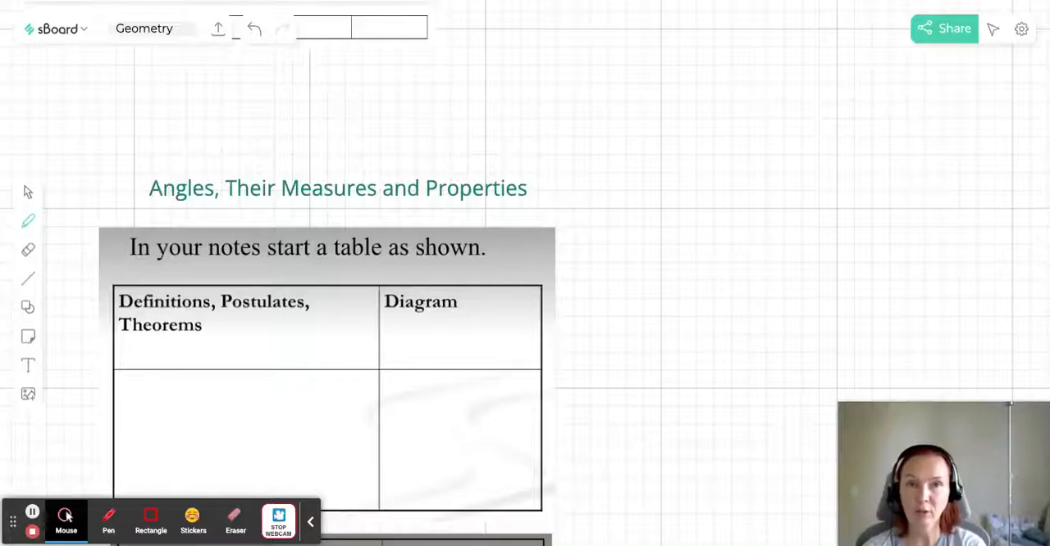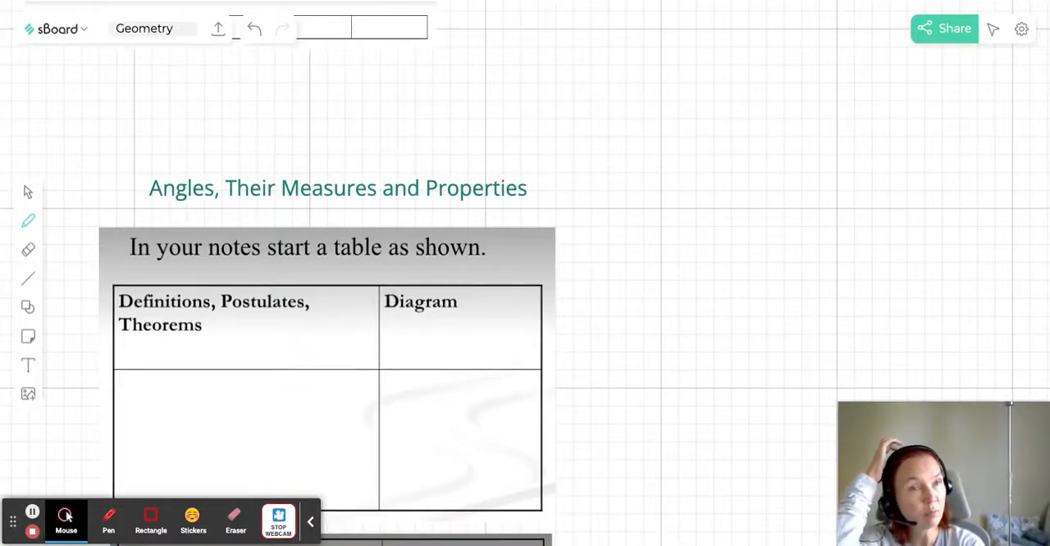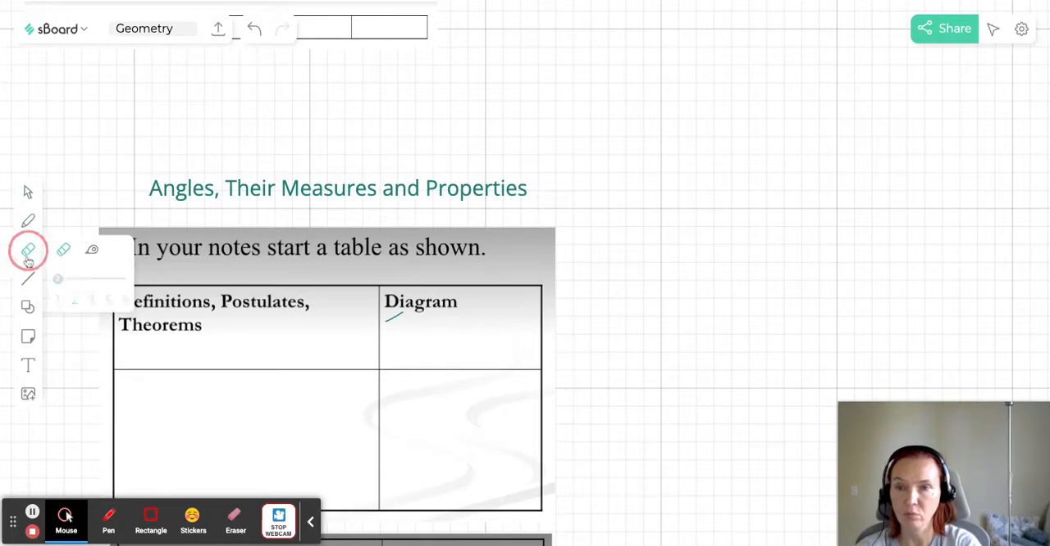Today's lesson is a little bit longer, so feel free to pause, stop, rewind whenever you need to. We will be talking about angles, their measures, and properties. So first things first, start a table, a chart like this one in your notebook. On the left side, you will have definitions, postulates, theorems written down. On the right side, you will have a diagram.